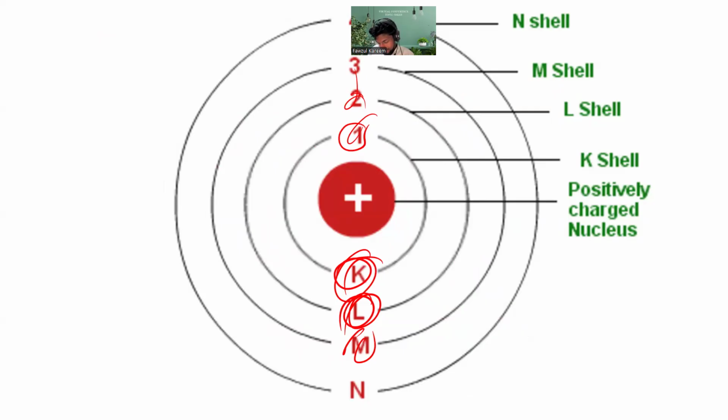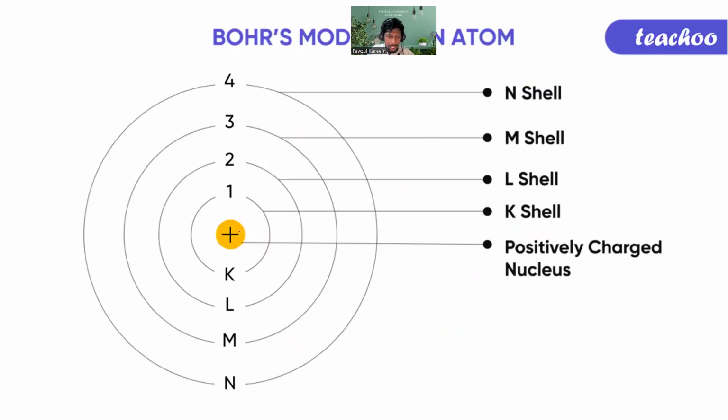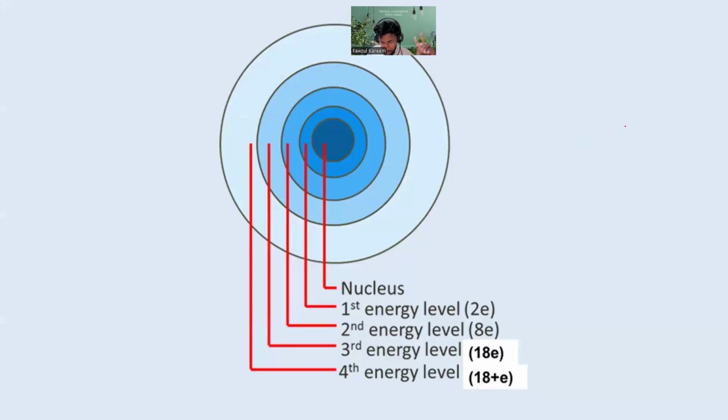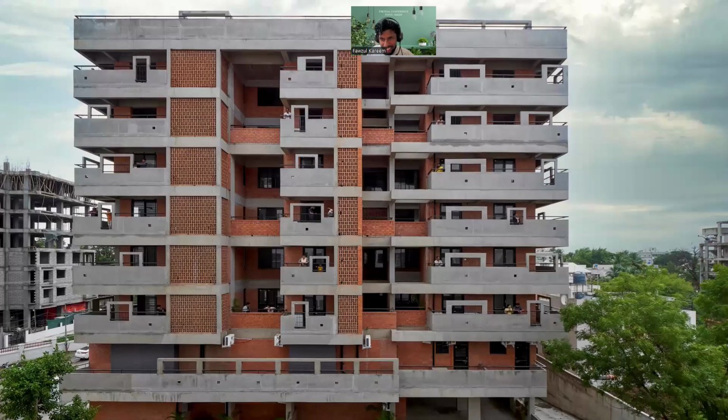Okay, right. So here we have another positively charged nucleus. Around the nucleus we have the shells, the layers: 1, 2, 3, 4 or K, L, M, N. Now I used two terms. First I said layers, second I said shells.